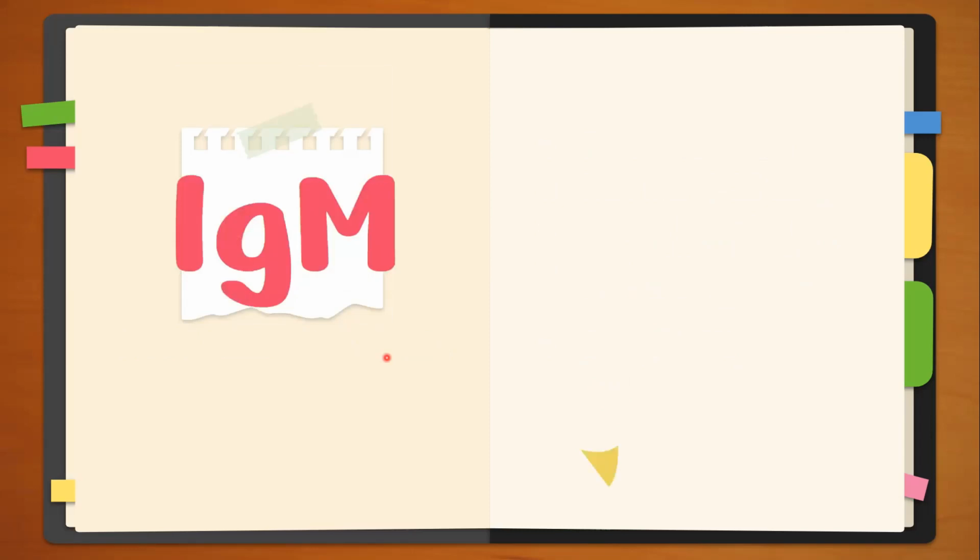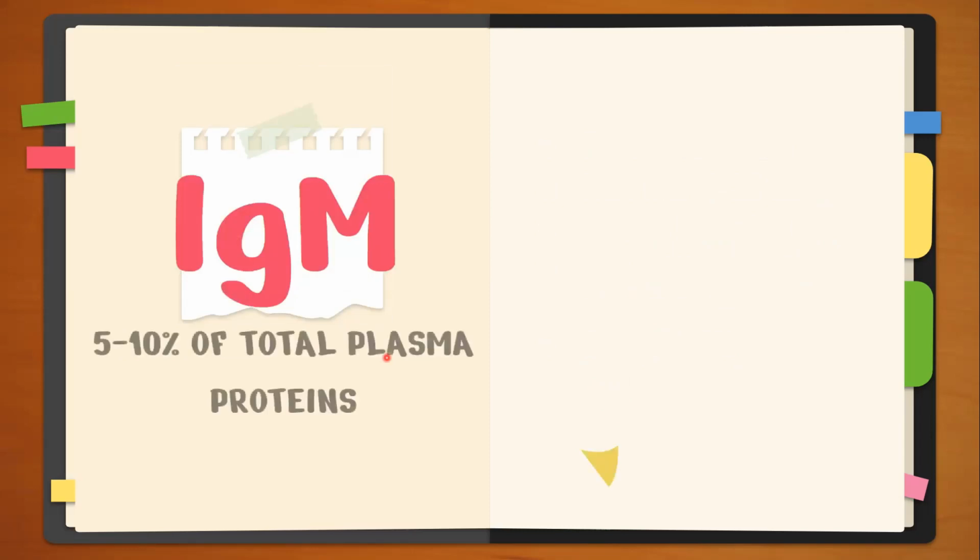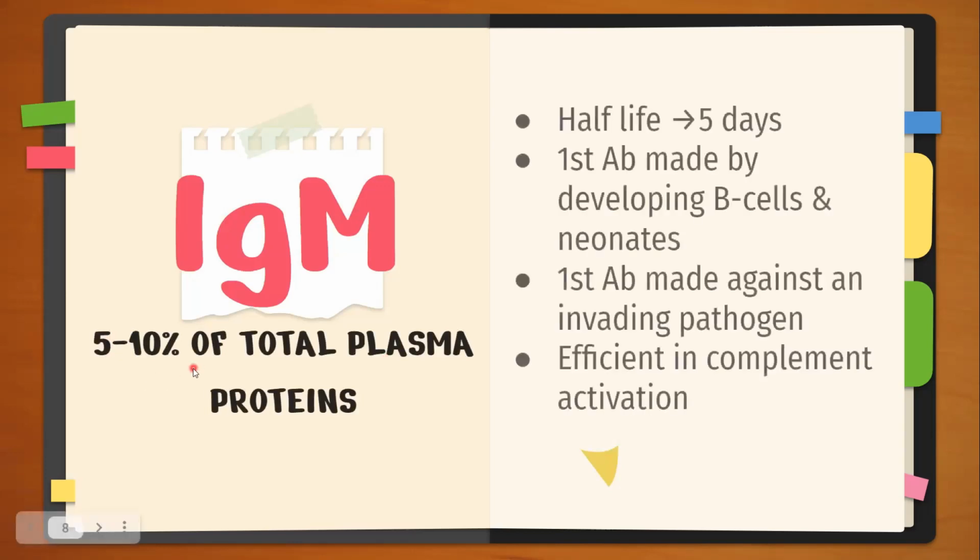The next one is IgM. So now IgM constitutes 5 to 10% of the total plasma proteins. The half-life here is 5 days. Now, IgM is always first. How? It is the first antibody that is made by the B cell. It is also said to be the first antibody made by the neonates. Okay, and during an invasion by a pathogen, it is again the first antibody that is made, after which by class switching IgG is produced.